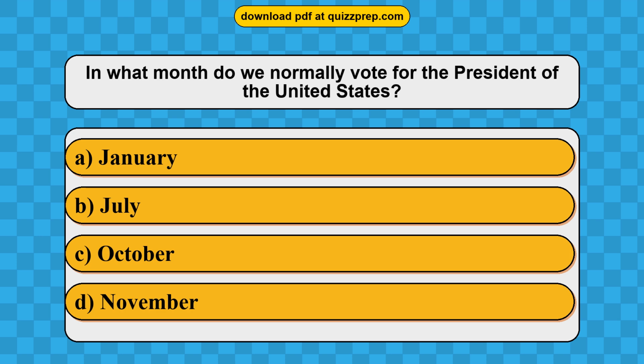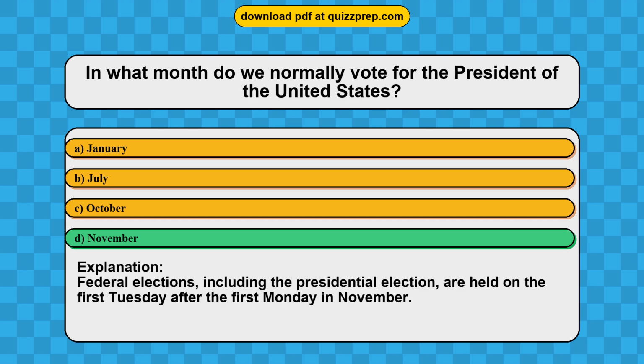Question 80. In what month do we normally vote for the President of the United States? Option A. January. Option B. July. Option C. October. Option D. November. The correct answer is option D, November. Federal elections, including the presidential election, are held on the first Tuesday after the first Monday in November.